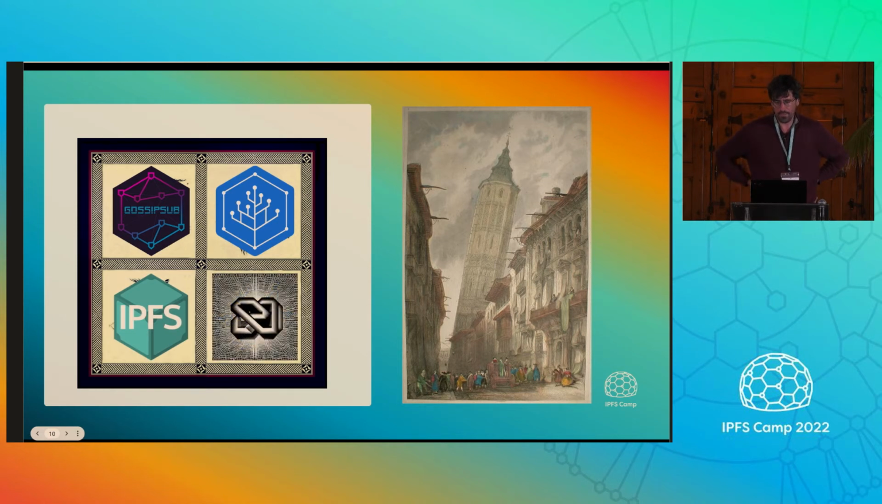And the fourth piece is CRDTs. Conflict-free replicated data types allow us to modify a shared state, so a state that is common to other participants in a network, without coordination or centralized conflict resolution. This logo for CRDTs was generated using Stable Diffusion, and it was the best it could come up with.